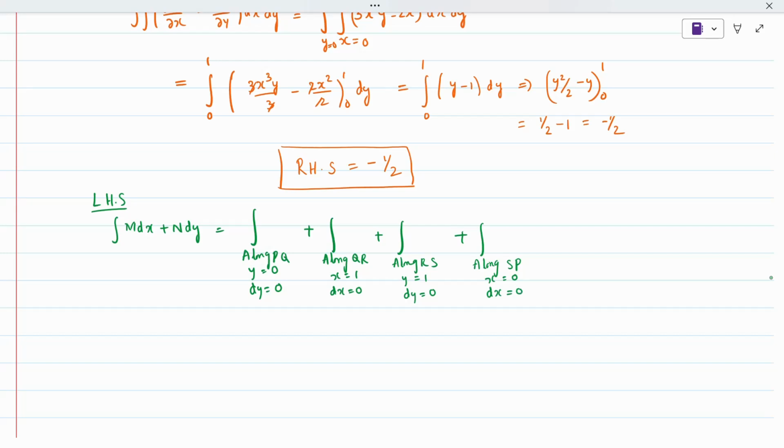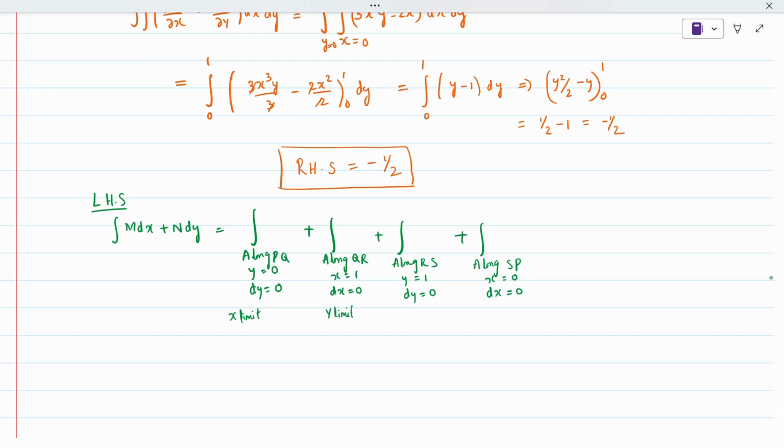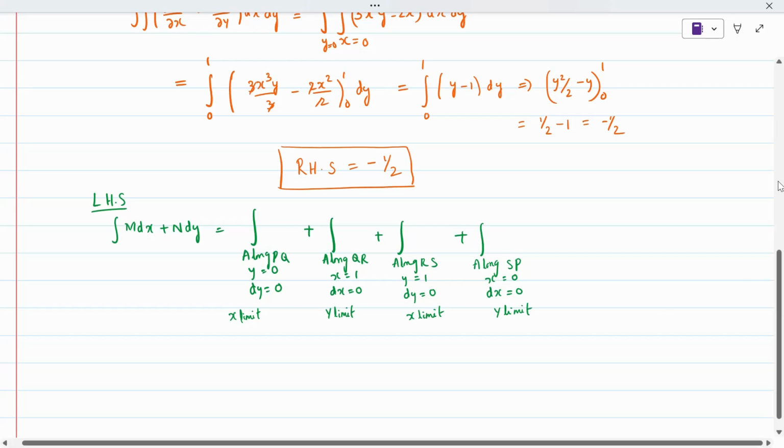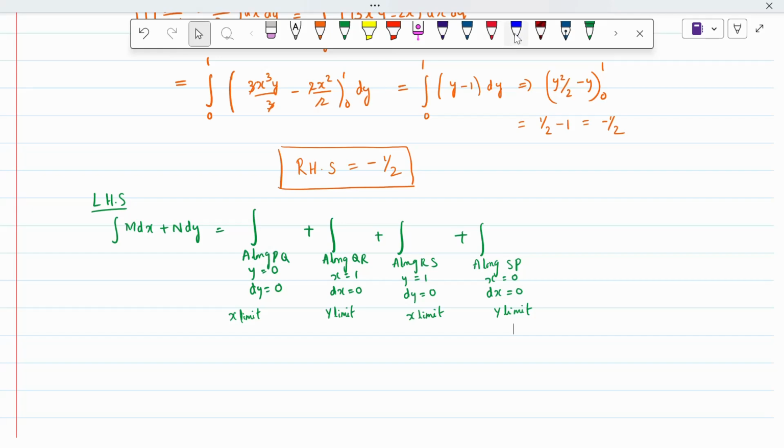So then I have to substitute. Y substitution means x limit. So x limit, how to write? Same way here, x we are going to substitute, it's a y limit. Same way along RS, we are going to substitute y equal to 1, we have to write x limit. Same way here, y limit. So what is that limit? I will write it from the diagram only. I will use some other color so that you can easily understand.